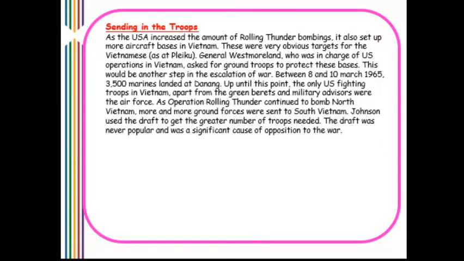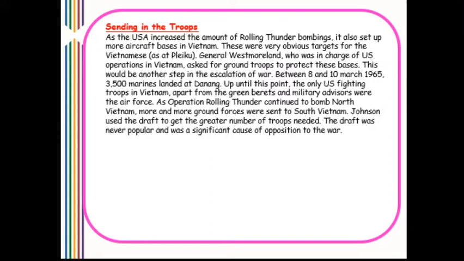Sending in the troops then. So as the USA increased the amount of Rolling Thunder bombings, it also set up more aircraft bases in Vietnam. These were very obvious targets for the Vietnamese, such as Pleiku that we've been introduced to before. General Westmoreland, who was in charge of US operations in Vietnam, asked for ground troops to protect these bases. This would be another step in the escalation of war. Between the 8th and 10th of March 1965, 3,500 Marines landed at Da Nang.